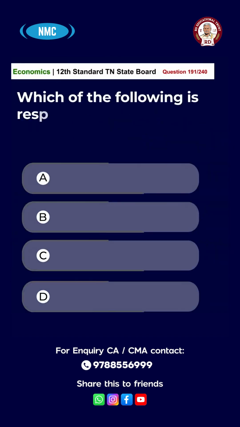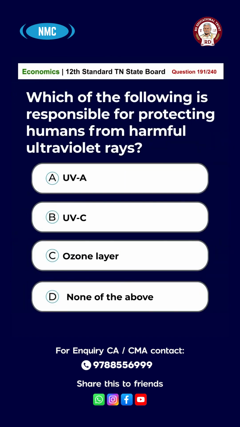Increasing temperature. Question number 191. Which of the following is responsible for protecting humans from harmful ultraviolet rays? Option A. UVA, B. UVC, C. Ozone layer, D. None of the above. The answer is option C. Ozone layer.